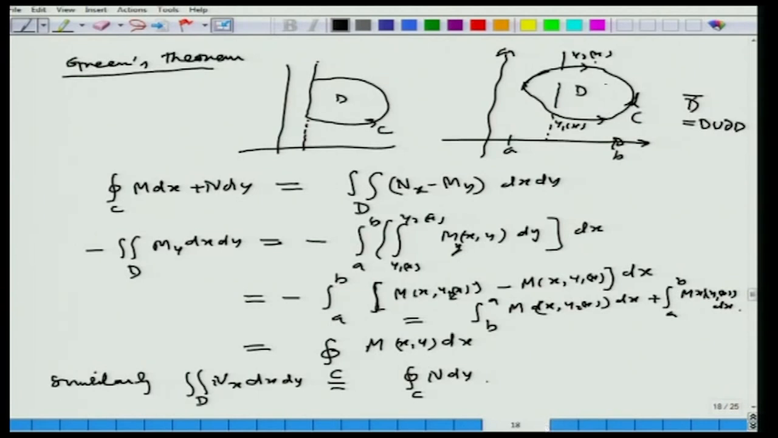Green's theorem is first established in a specially specified region, and then extended to other complicated regions. Here we assumed that any vertical line or horizontal line, the lines parallel to the coordinate axes, cross the boundary of the area at most at two points. Like here, this line cuts this area only at this point. Similarly, from B, the vertical line cuts the boundary at one point, and in the interior it cuts the boundary C at these two points. So there are at most two points common between the vertical or horizontal line and the boundary of D, that is the curve C.